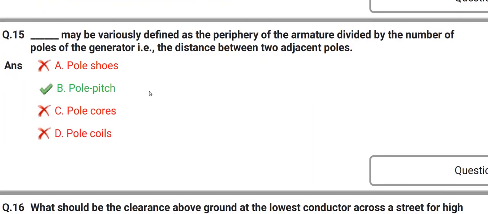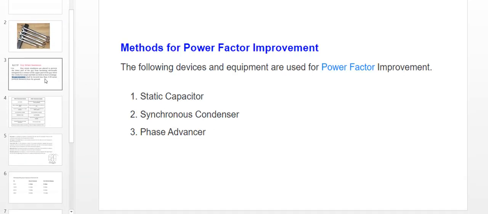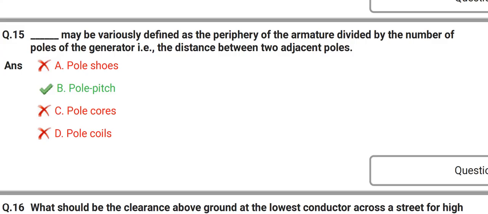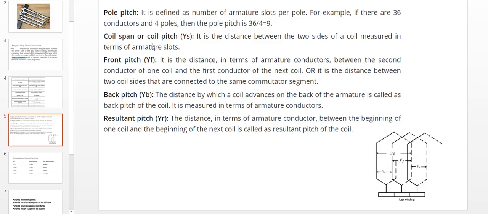Which may be variously defined as the periphery of the armature divided by the number of poles of the generator, the distance between the two adjacent poles. So already I showed you one table, you can see that. Okay, so pole pitch, you know, they are asking about the pole pitch, the distance between two adjacent poles, and you can read these points. I already told that they can ask anything from these points.